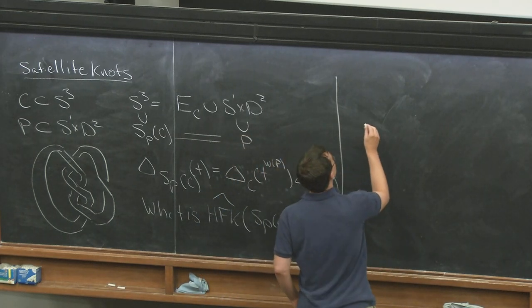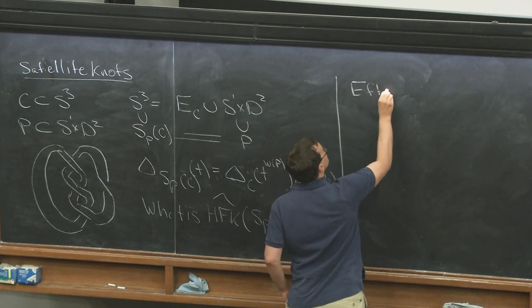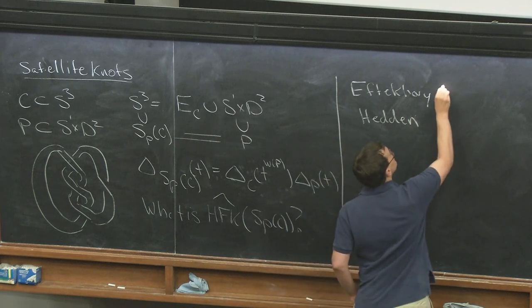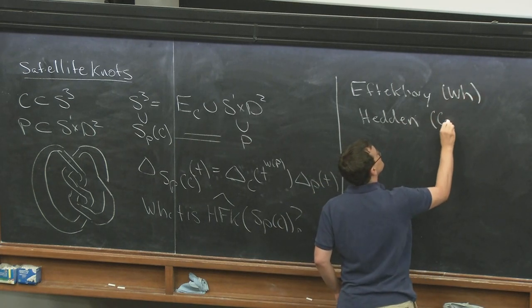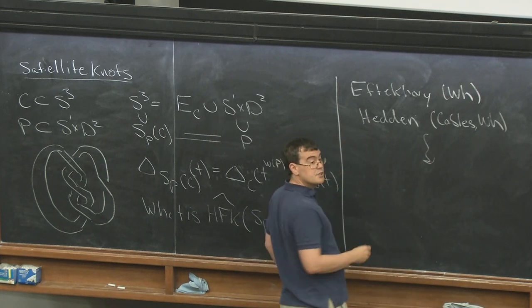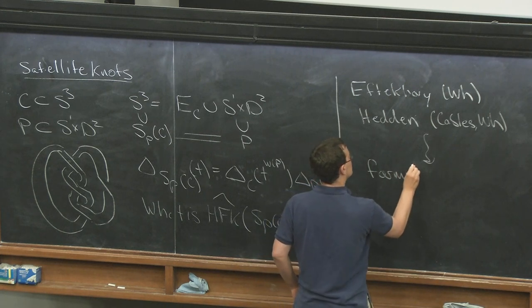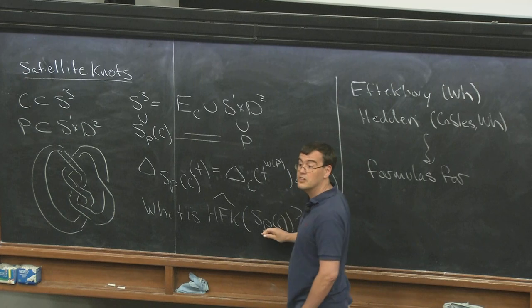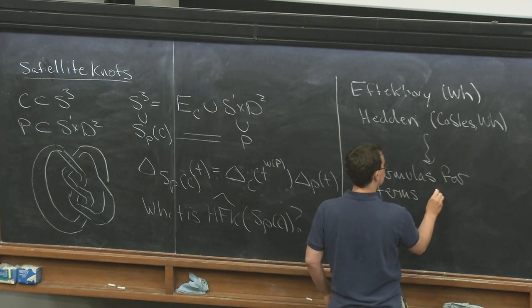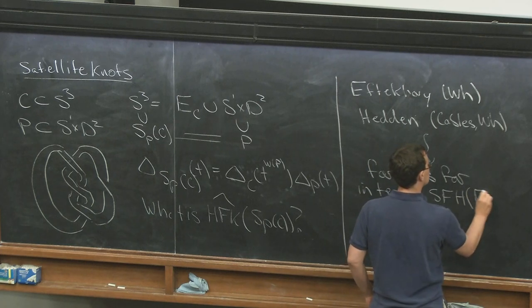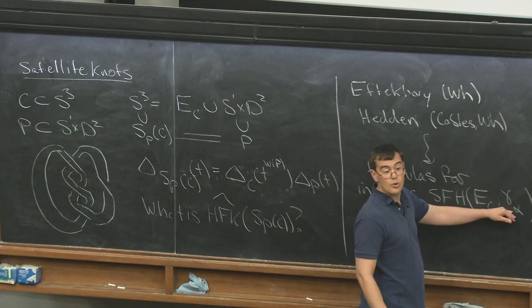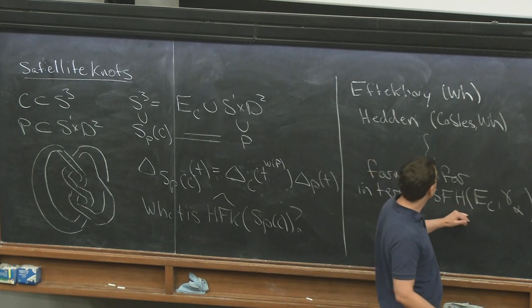And so maybe it starts with the work of Eftekhary and Hedden. So Eftekhary considered Whitehead doubles, and Hedden considered cables, and also Whitehead doubles. And what they found was that in these particular cases, there were formulas for the knot Floer homology of the satellite in terms of what now we would recognize as the sutured Floer homology of the knot complement, the complement of the companion knot, sutured along some slope. So I take two parallel curves with slope alpha on the boundary of this knot complement.